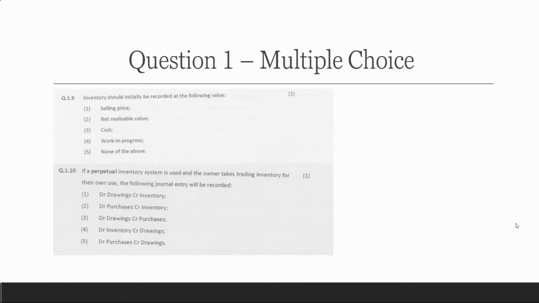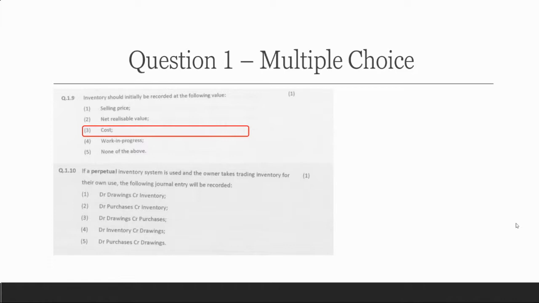Then question 1.9, the inventory should initially be recorded at the following value. So this was just theory. So we said initially it is recorded at cost, and then subsequently we would recognize it at the lower of your cost or your net realizable value. So the answer for this one is cost.